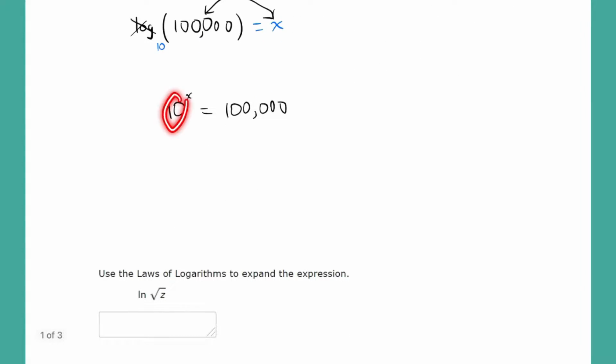To make these bases the same, I'm going to use base 10. So it's 10 to the 5th power is 100,000. 1, 2, 3, 4, 5 zeros. There you go. And by the one-to-one property, x has to equal 5.